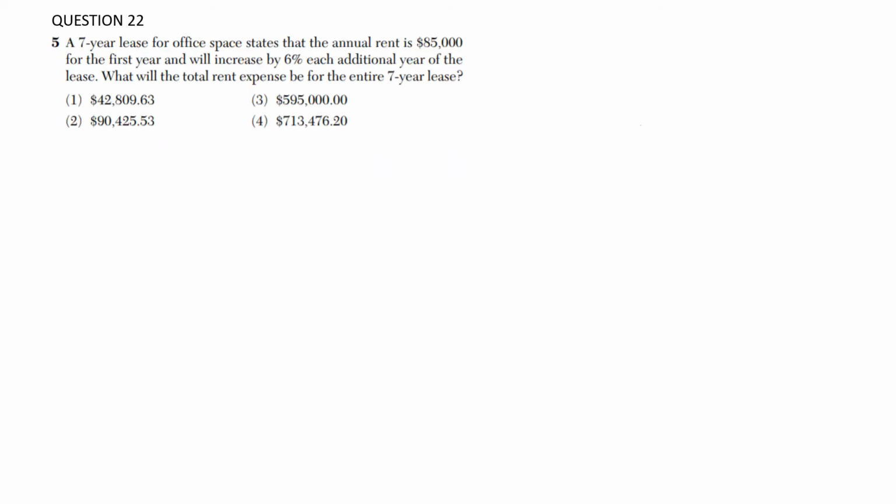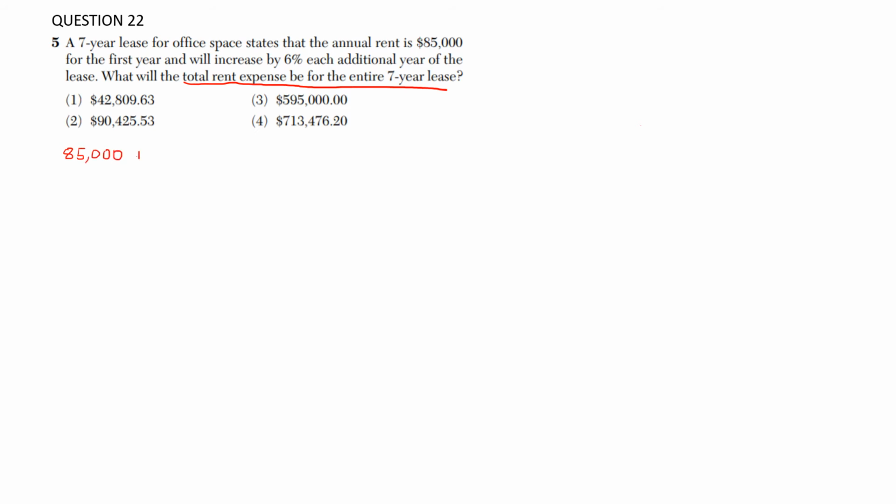Alrighty, so in this question we have a 7-year lease for office space, which states that the annual rent is $85,000 for the first year, and will increase by 6% each additional year of the lease. So what will the total rent expense be for the entire 7-year lease? It's asking us for the total rent, so that's adding up every single year. For the first year, we know that we're going to have this 85,000, right?